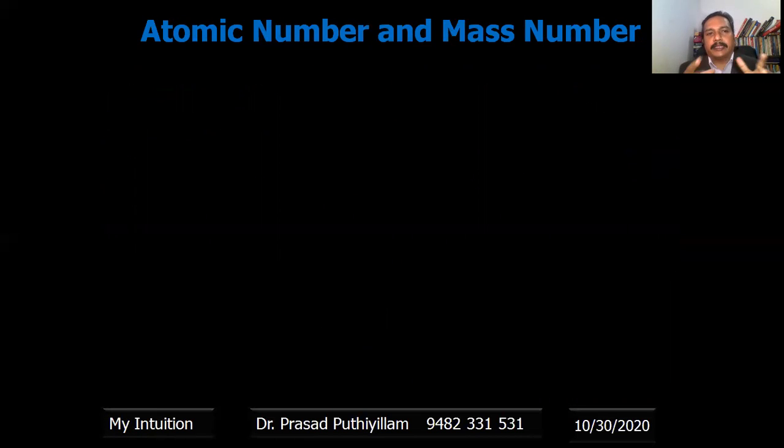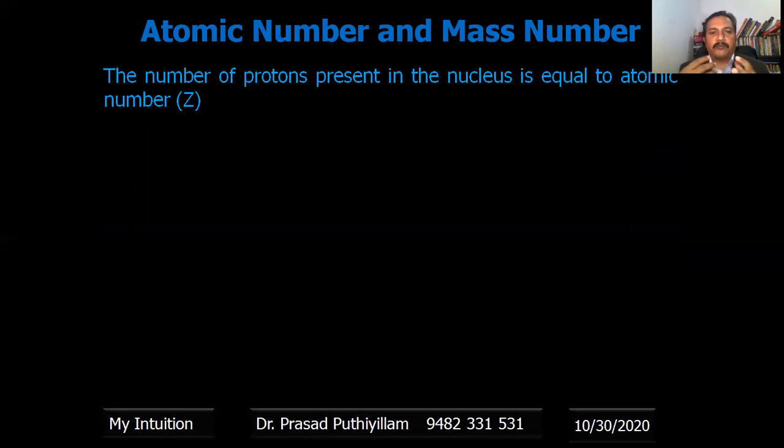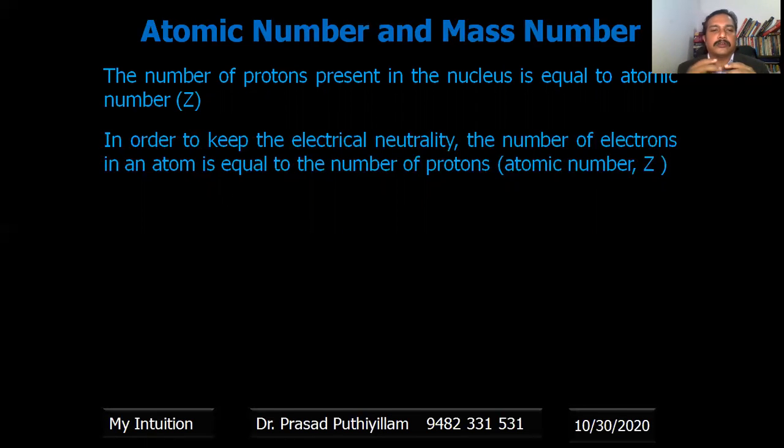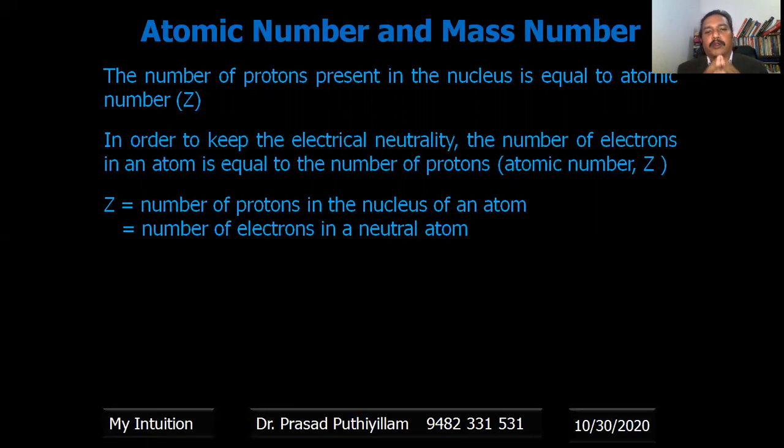Now, when an atom is considered, it has an atomic number as well as a mass number. The number of protons present in the nucleus is equal to the atomic number. So what we call the atomic number is the number of protons. Since an atom is neutral, an equal number of electrons should also be there. Therefore, the number of protons is equal to the number of electrons. Therefore, atomic number Z is equal to the number of protons in the nucleus of an atom, or equal to the number of electrons in a neutral atom.